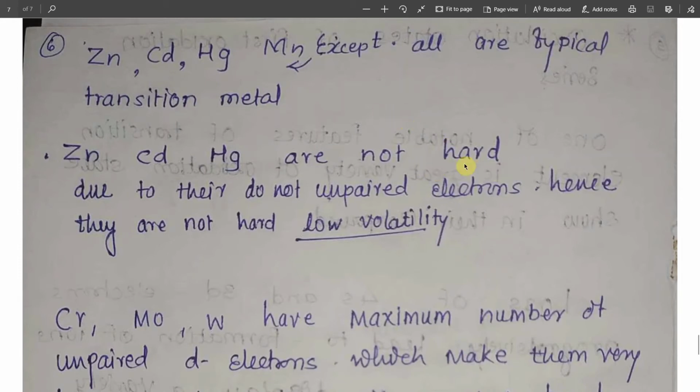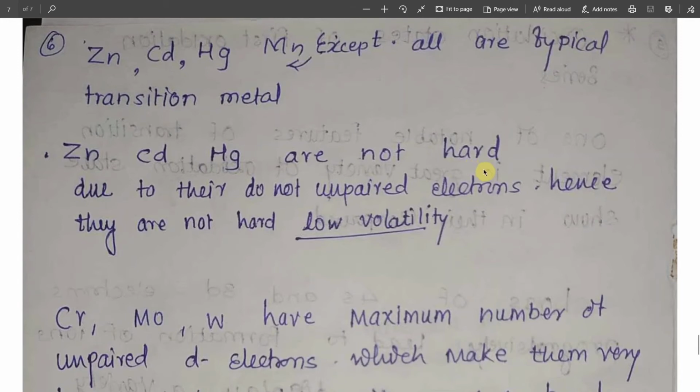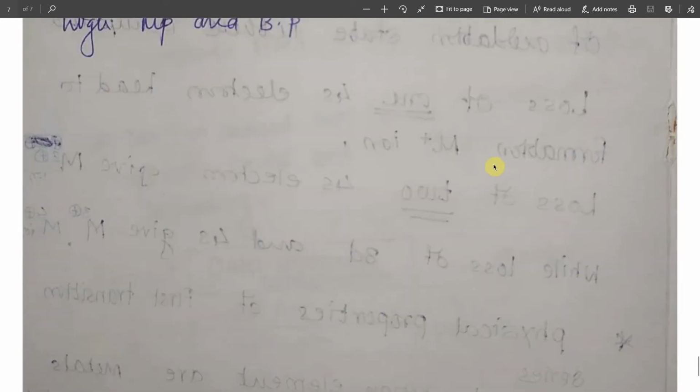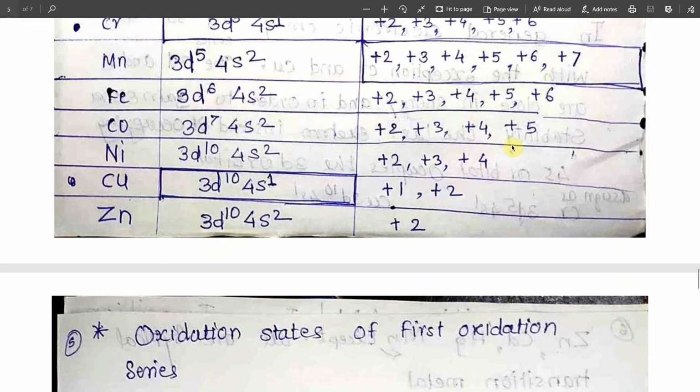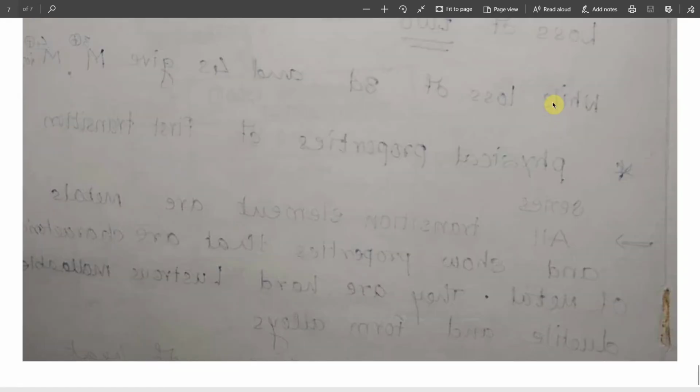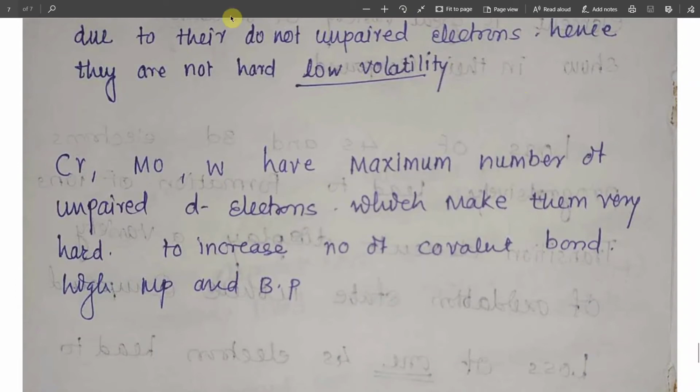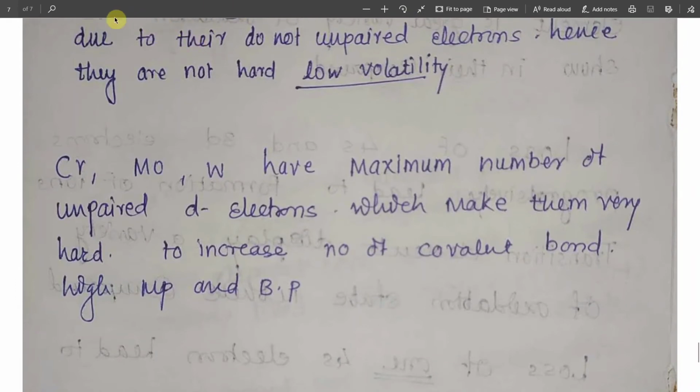Mercury is a liquid at room temperature. We know that this is a sensitive metal. Zinc, cadmium, and mercury have no unpaired electrons, hence they are not hard and have low volatility. The other elements possess high melting and boiling points.